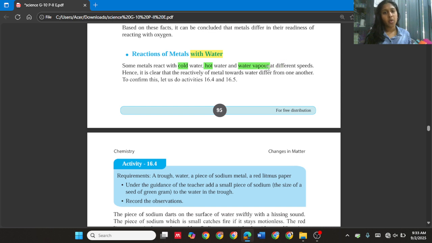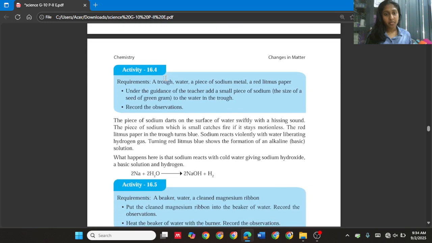From cold water and hot water, which do you think reacts very fast? Is it cold or hot? You should understand it's hot water. So some metals react with cold water, hot water and water vapor at different speeds. Hence, it is clear that reactivity of metals towards water differs from one another. To confirm this, let us do the activities below.